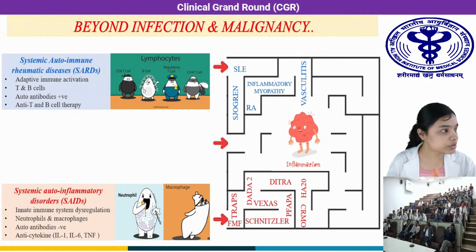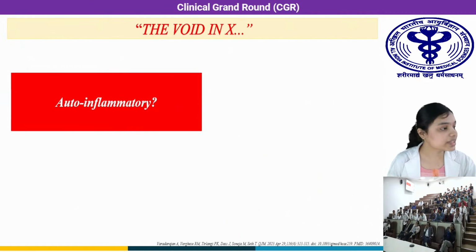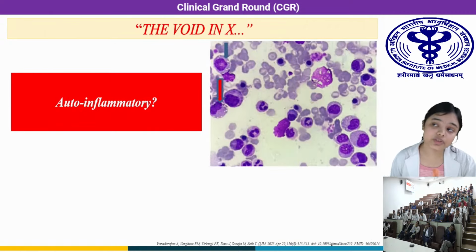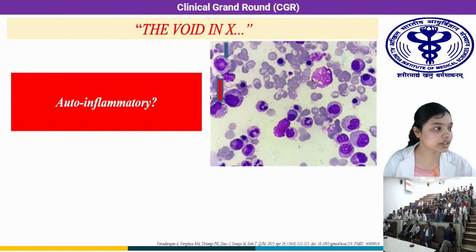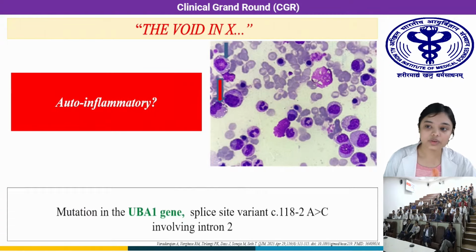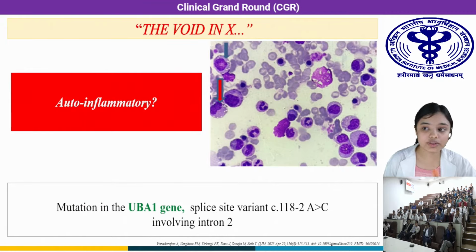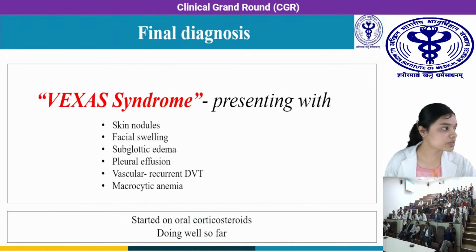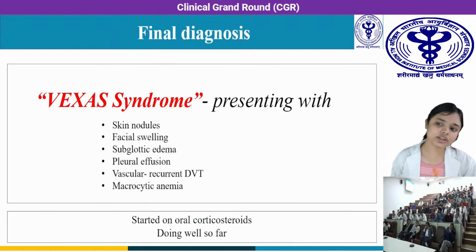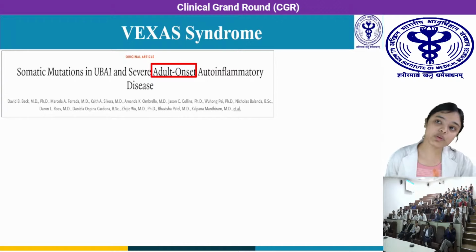In our patient, the autoimmune profile was also negative, so we kept a suspicion of autoinflammatory disorder, and this suspicion was further strengthened by this bone marrow finding of multiple vacuolations in the myeloid precursors. So we sent a targeted genetic testing panel which showed a mutation in the UBA1 gene, and hence we made a diagnosis of VEXAS syndrome. He was started on oral corticosteroids and he's doing well so far. Before we move on to our second case, let's see in brief about VEXAS syndrome.